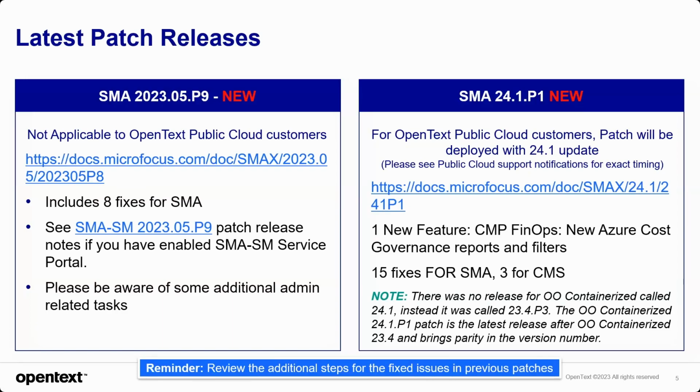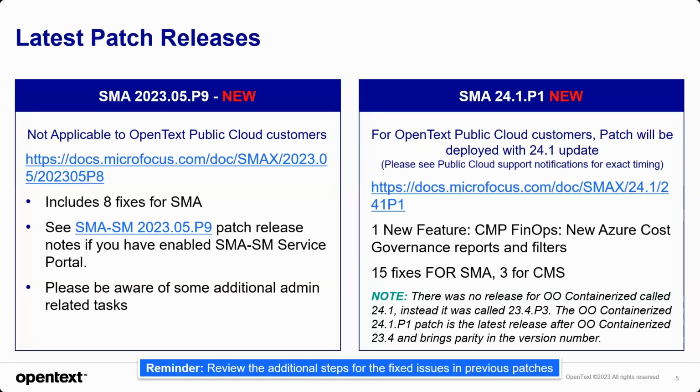If you are running 23.4 or have already moved to 24.1, please be aware that there's one new patch, patch 1, now out, which has one new feature for FinOps and 15 fixes across SMA and then 3 for CMS. There was no actual release for 24.1 of OO, and I put this note in here just as a reminder. There is an OO containerized patch 24.1 P1, which actually brings the parity in the version number.